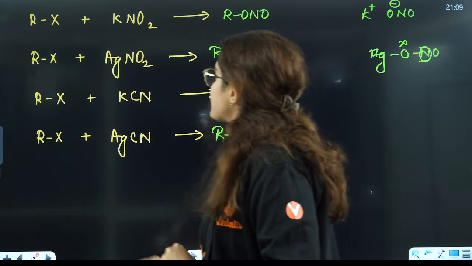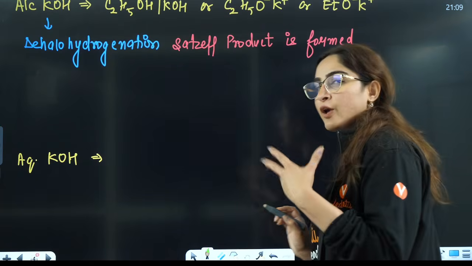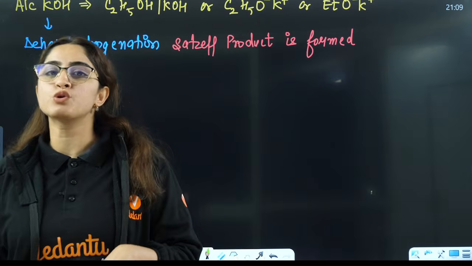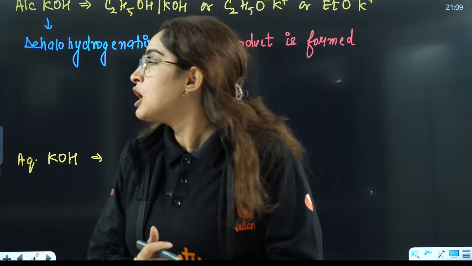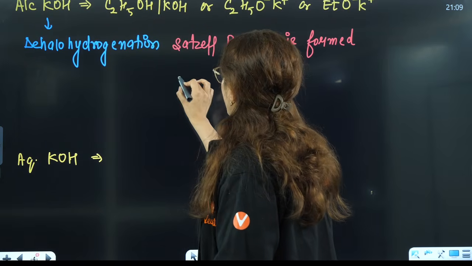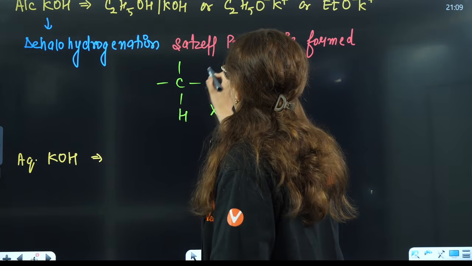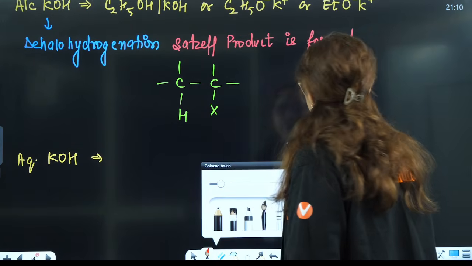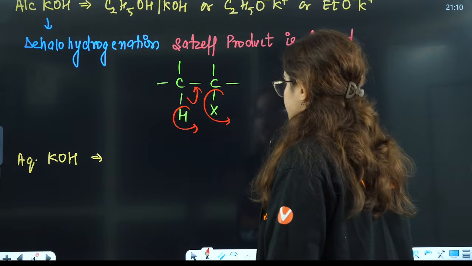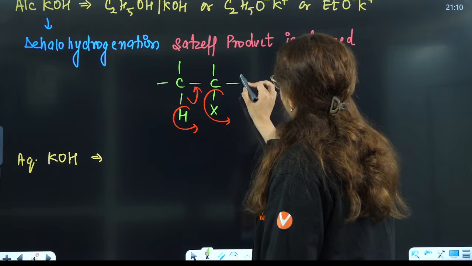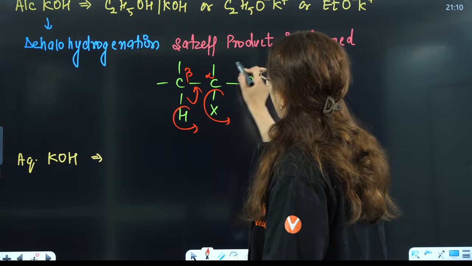Okay. Next part is alcoholic KOH. So alcoholic KOH is a kind of reagent that is used for dehydrohalogenation. So you have any halogen, let's say you have C, and here you have X, and here you have H. So what will happen here? Halogen will be eliminated and here hydrogen will be eliminated and the double bond will be formed here. But the question is, ma'am, this is called alpha and this is called the beta position.